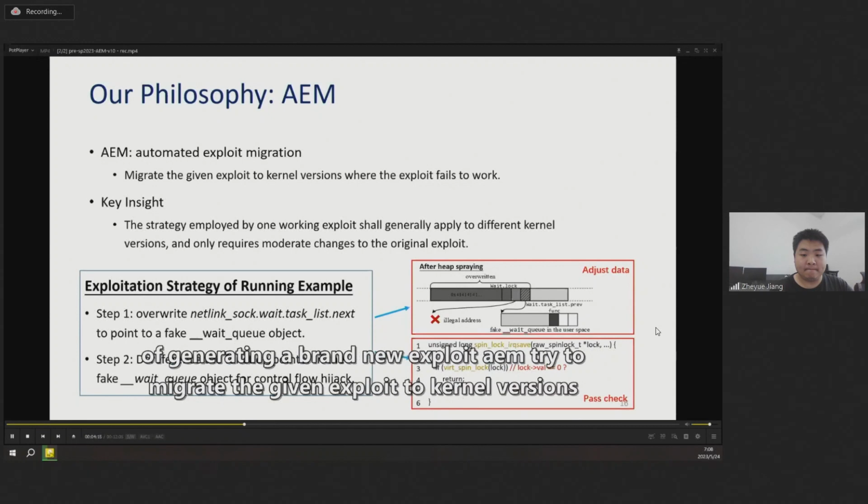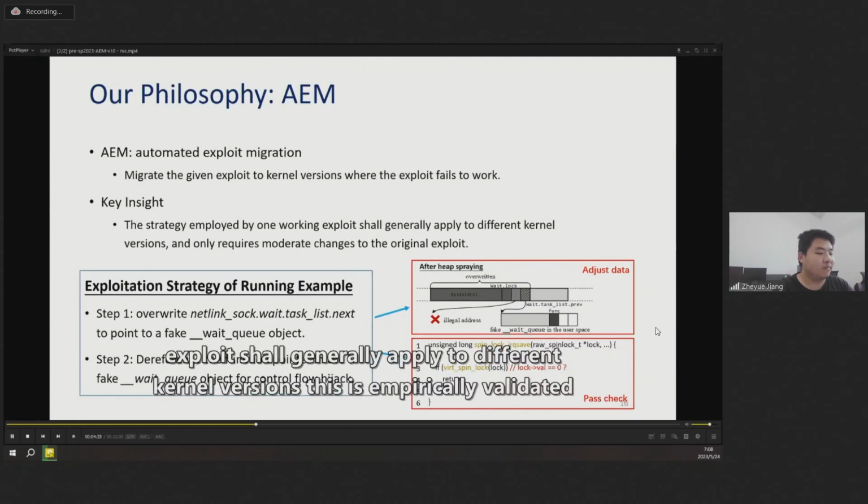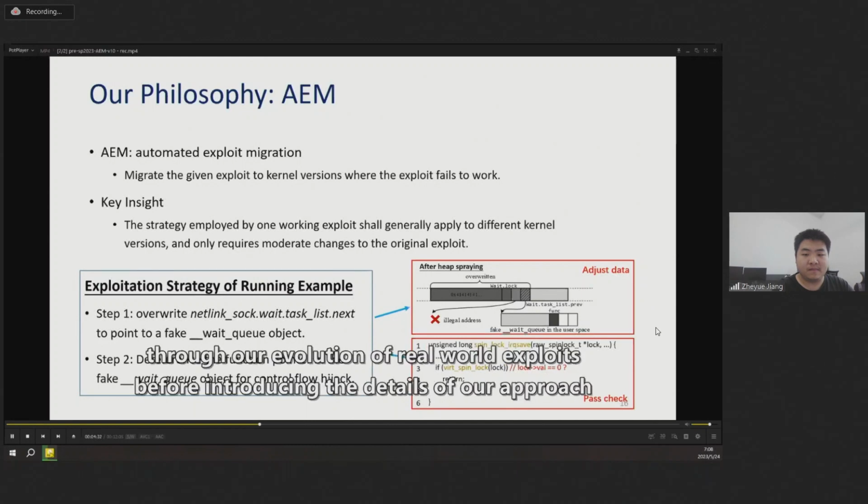Instead of generating a brand new exploit, AEM tries to migrate the given exploit to a kernel version where the exploit fails to work. Our key insight is that the strategy employed by one working exploit shall generally apply to a different kernel version. This is empirically validated through our evaluation of real-world exploits.